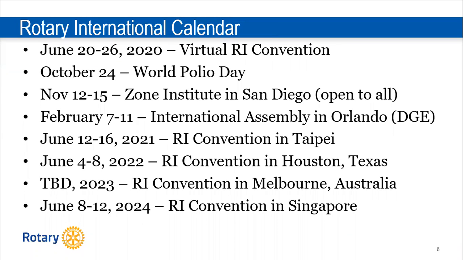Rotary International's calendar, you have the convention in June, and guess what? The Rotary Convention is back on. It's going to be a virtual convention. So it's June 20th through the 26th. Friday, nothing on Friday. Saturday, Sunday, there's a general session with 75 minutes. Then Monday through Thursday, there will be breakout sessions.